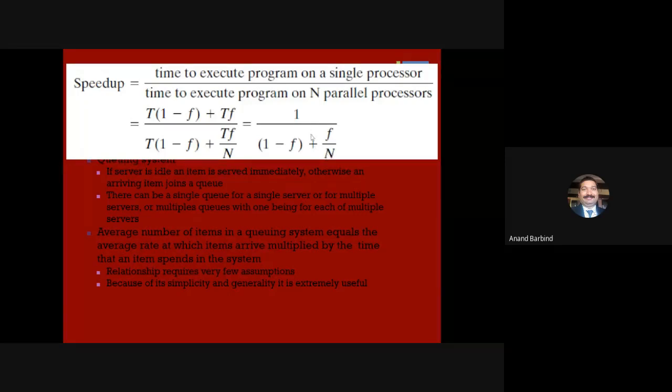You can see here that even if you increase the number of processors, finally your speed up is limited. If you increase the number of processors, F divided by n will come out to be 0, and finally your speed up will be 1 divided by 1 minus F. So the speed up is determined by how much part of your program is serial and how much is parallel. This is Amdahl's law.